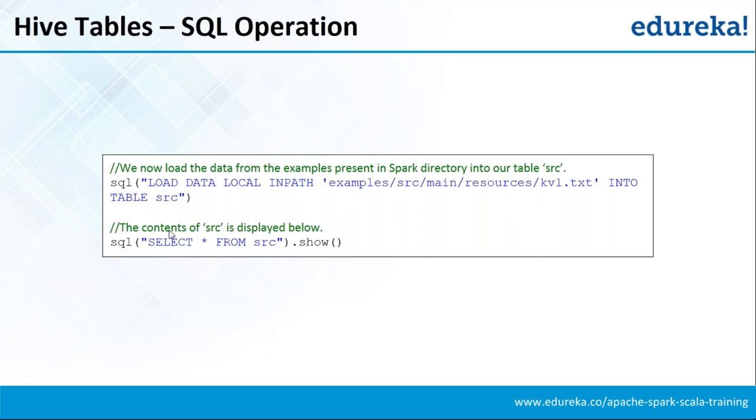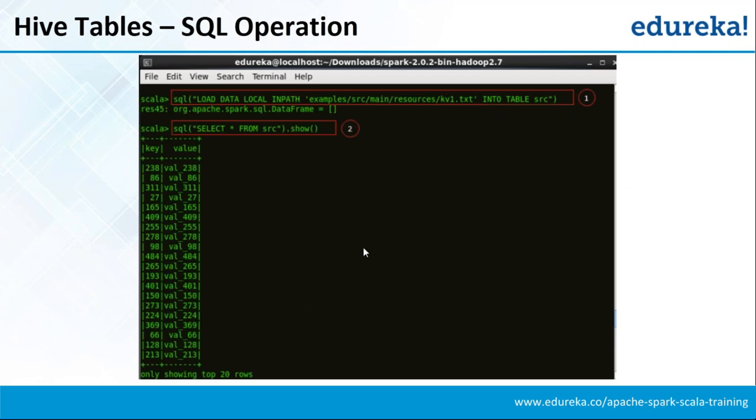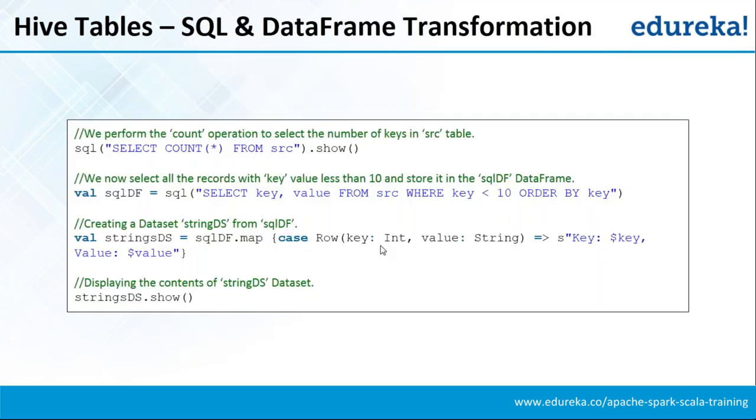And now if you want to view the output, we can say SQL select star from SRC, and it is going to show up all the values. You can see this output. Okay, so this is the way you can show the values. Now similarly, we can perform the count operation. So we can say select count star from SRC to get the number of keys in the SRC table. And now select all the records, right? So we can say select key, value. So you can see that we can perform all our Hive operations here, right?